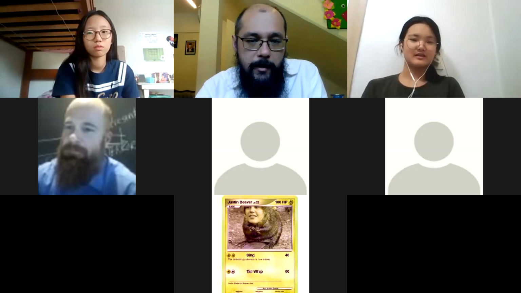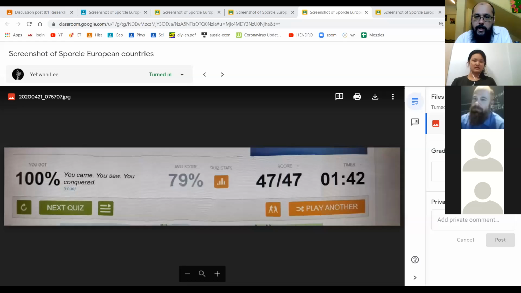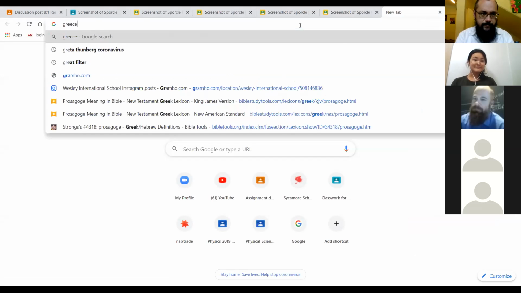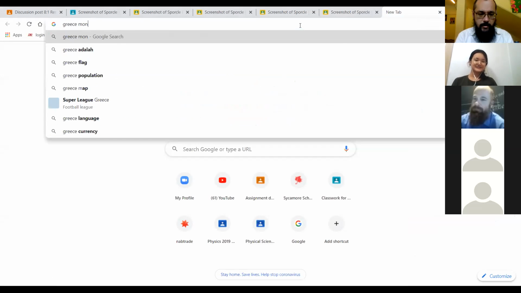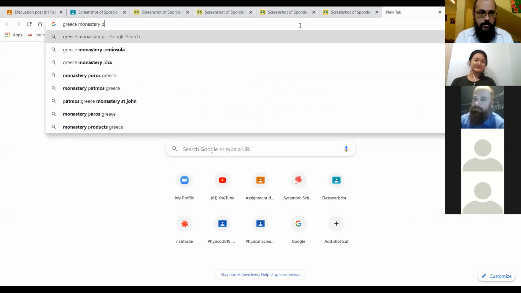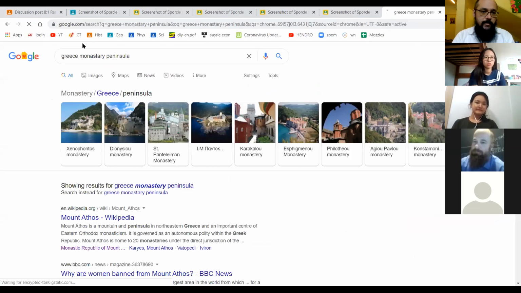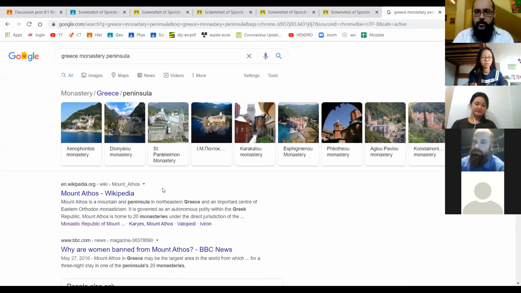There is a certain area of the world that is quite unique in that no women are allowed there. In Greece, the monastery peninsula. Let me see if I can find this. What happens if a woman goes there? This is one of those weird places, Mount Athos.